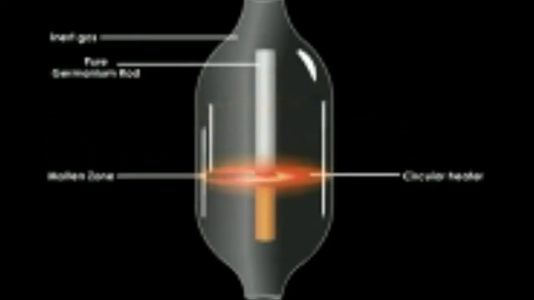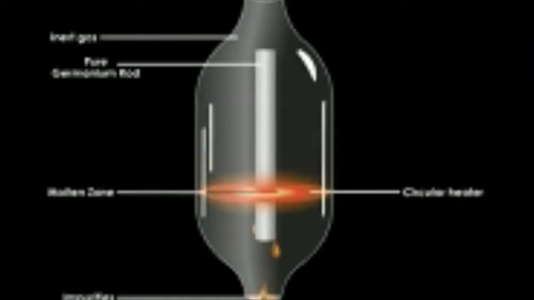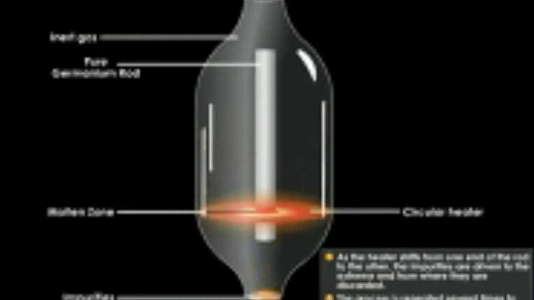A circular heater is placed around the germanium rod at one end, and it is placed in an inert atmosphere. The heated zone of germanium melts along with the impurities. When the heater shifts to the next zone, the pure germanium crystallizes out, and the impurities, which are melted, gradually move to the next zone. When the heater is shifted from one end to the other end, the impurity is also driven to the extreme end from where it is discarded, and finally we get extra pure germanium through this process.